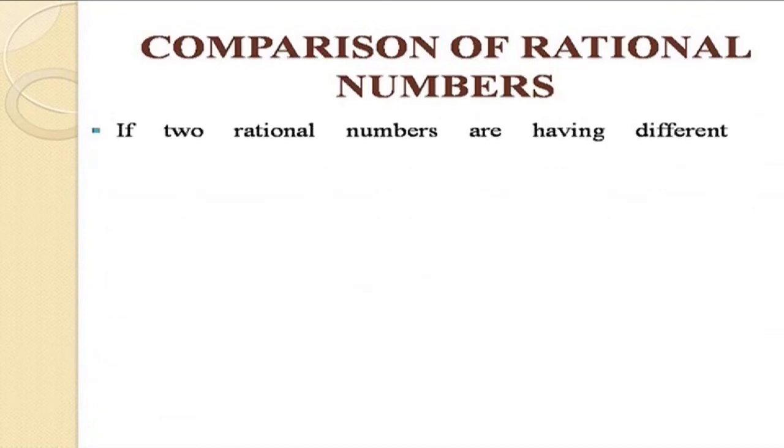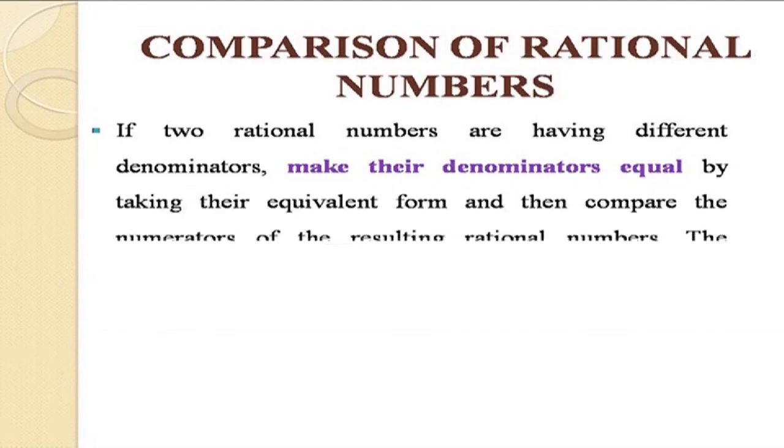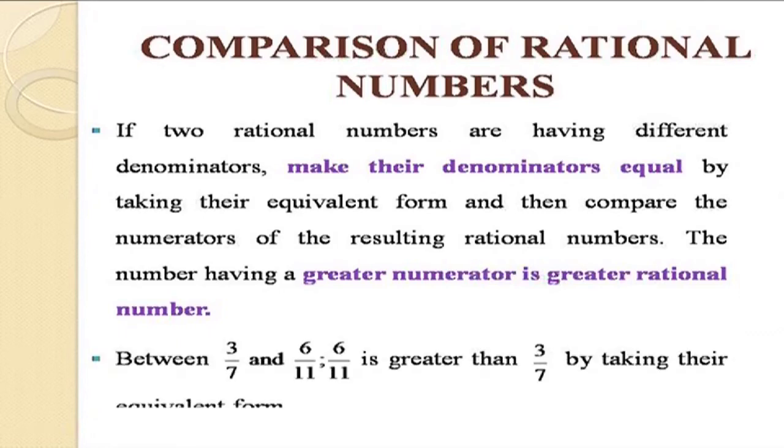If two rational numbers have different denominators, the first task is to make their denominators equal by taking their equivalent forms, and then compare the numerators of the resulting rational numbers. The number having the greater numerator is the greater rational number. Now we are going to compare 3 by 7 and 6 by 11. Which is greater? In this case, what will you do? At first, for 3 by 7, you multiply the denominator with 11 and the numerator also with 11. You will find 3 by 7 equals 33 by 77.